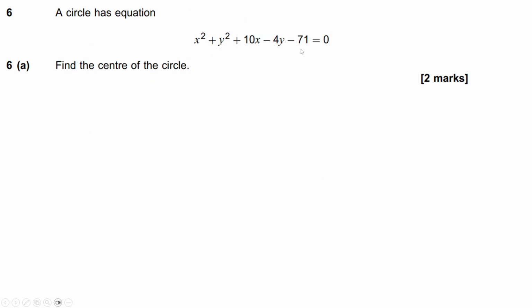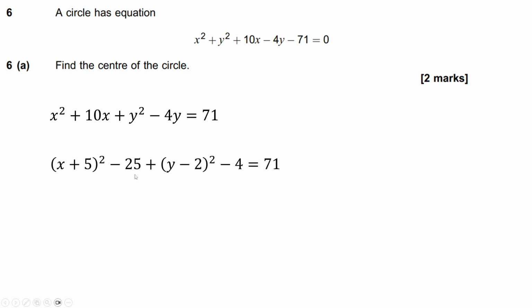A circle has this equation, find the center. Just put the x's together, put the y's together, and then bring the 71 to the other side, and you'll get this. And then complete the square on this side, so this is x plus 5 all squared minus 25, then this is y minus 2 all squared minus 4. You'll get that. I'm not even going to bother with these two. You can see that the center is minus 5 and 2.